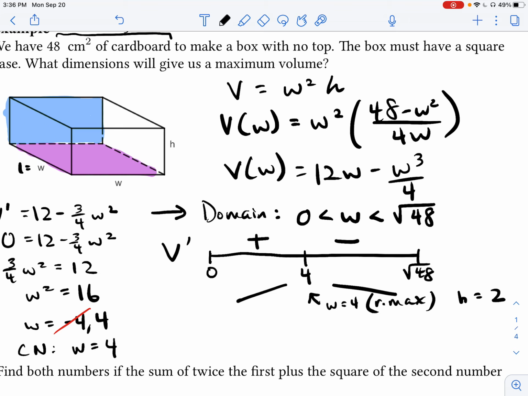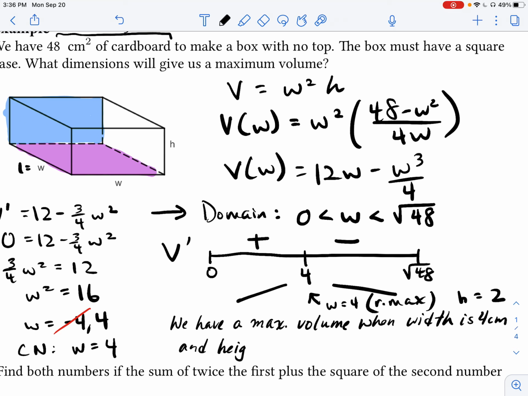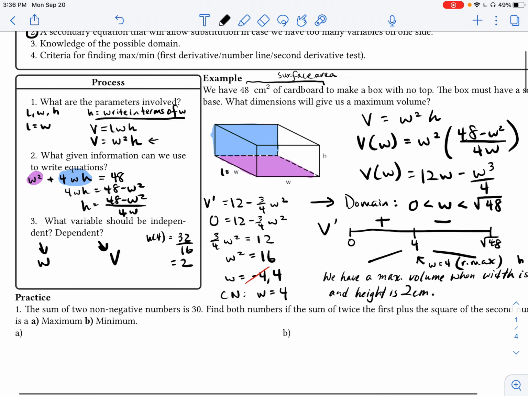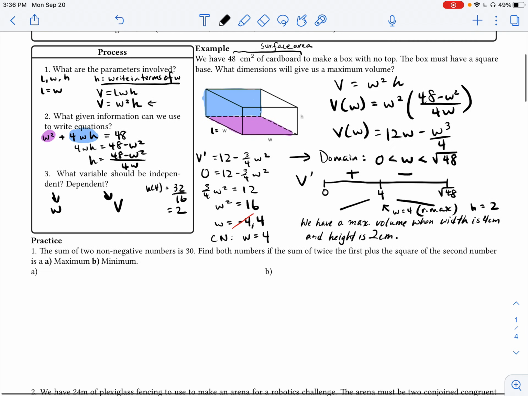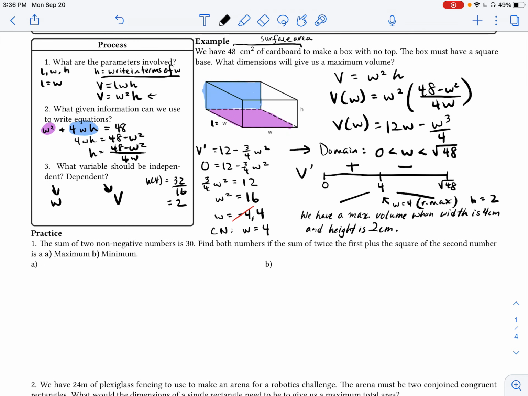And so let's write this as a sentence. We have a max volume when the width is equal to 4 centimeters, we need our units, and height is 2 centimeters. Okay, so this is a good example of an optimization problem where we're able to find the maximum volume using what we know about the first derivative.